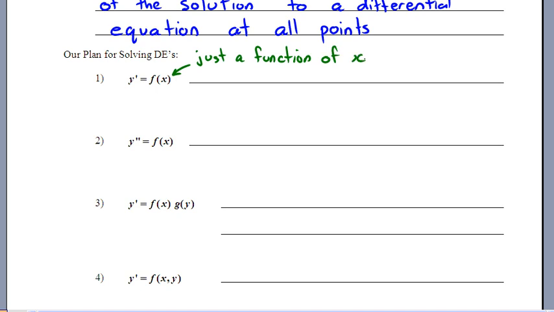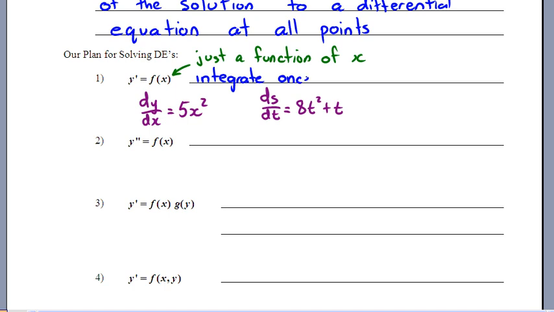If that's the case, maybe your differential equation looks like this. Maybe it says dy/dx is equal to, again just a function of x, maybe 5x squared. Or if it's a physics story, maybe it says ds/dt is equal to just a function of t, maybe 8t squared plus t, or something like that. Nothing but t's. If that's the case, then all we have to do is integrate once. That's our plan.